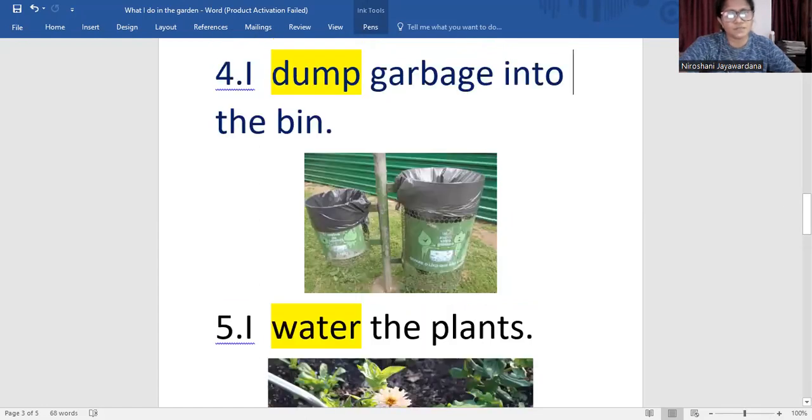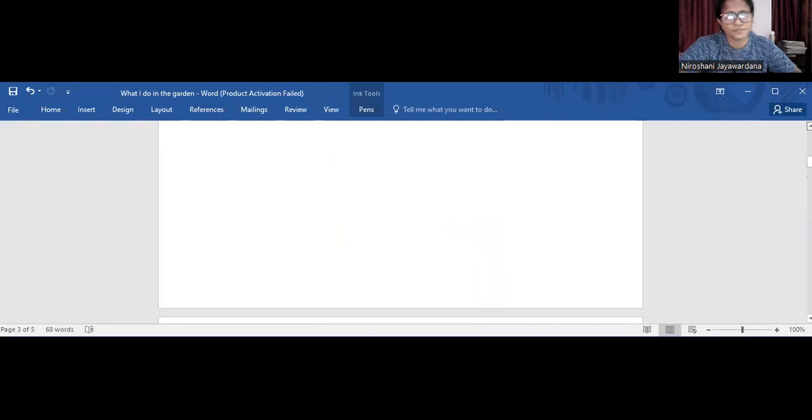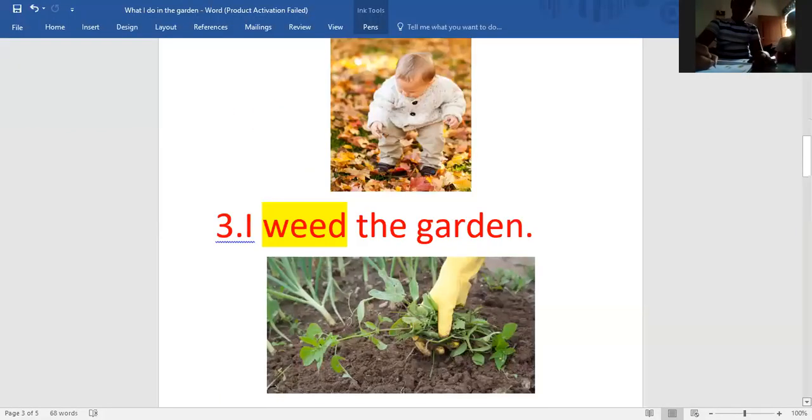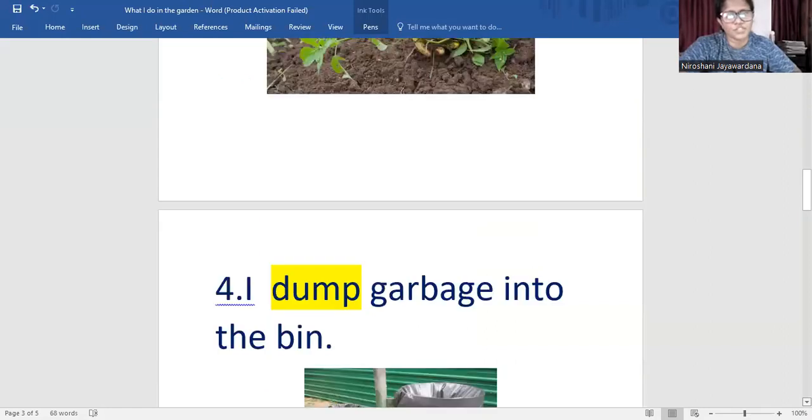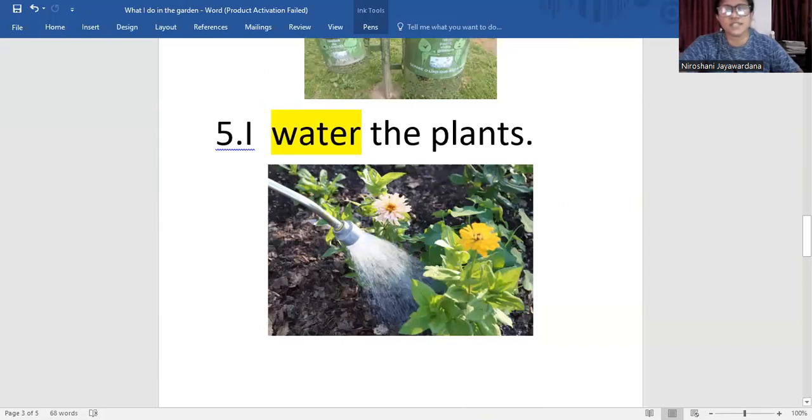What are the sentences? I sweep the garden. I pick leaves. I weed the garden. I dump garbage into the bin. I water the plants. Right? Stop writing.